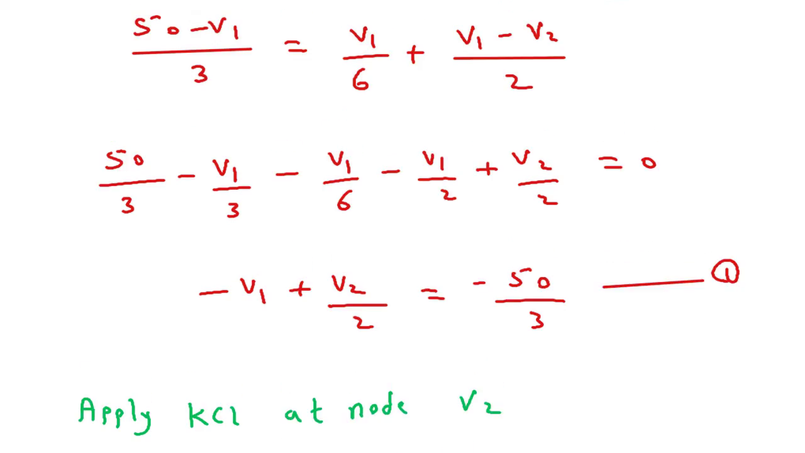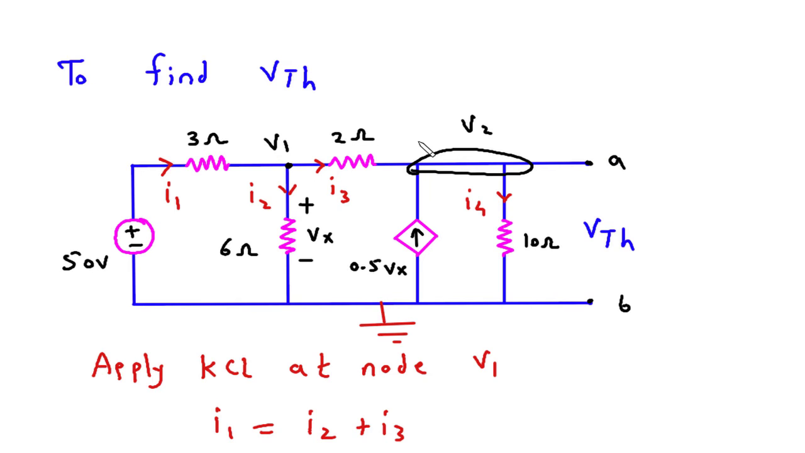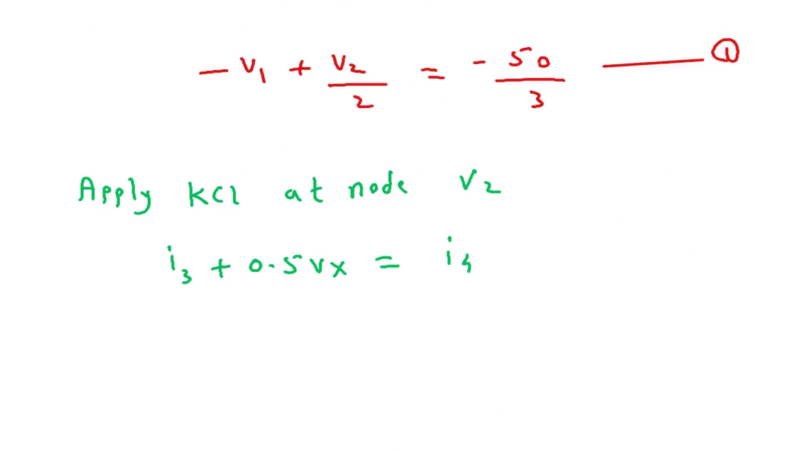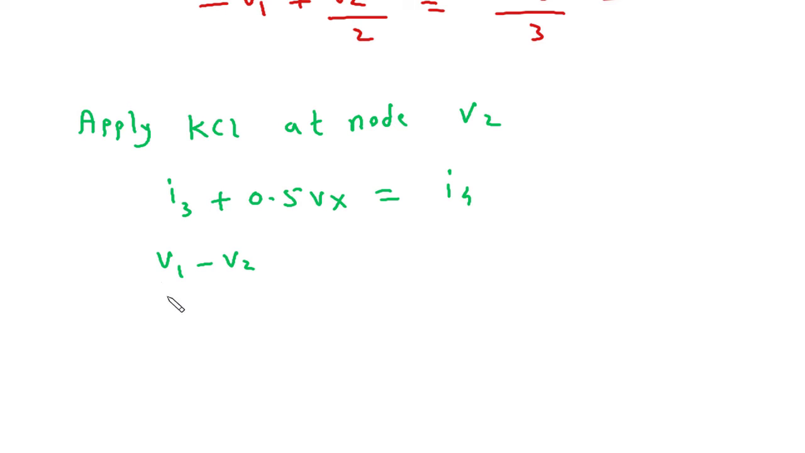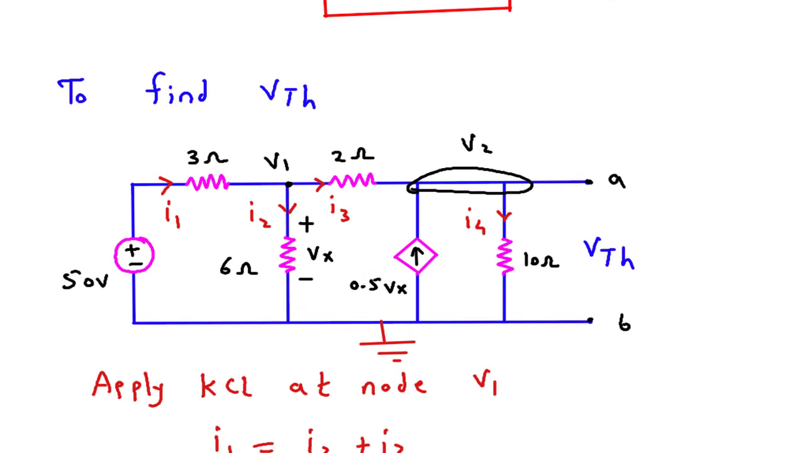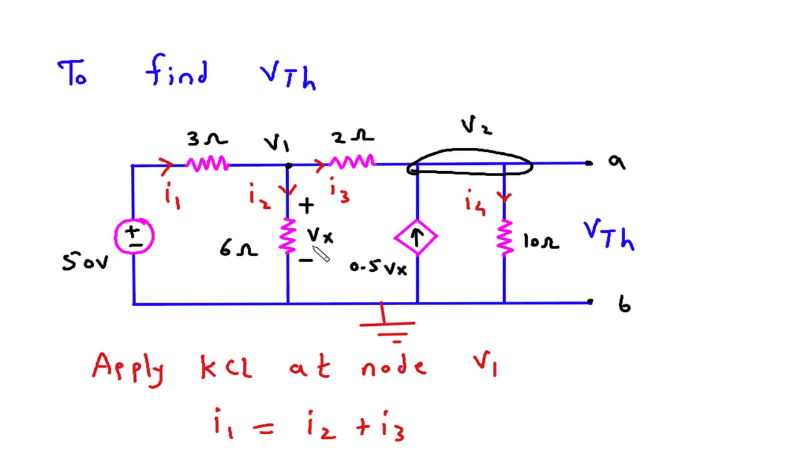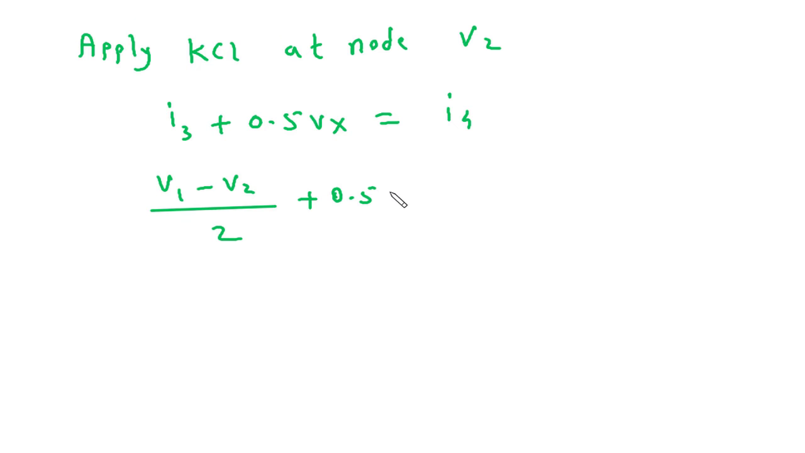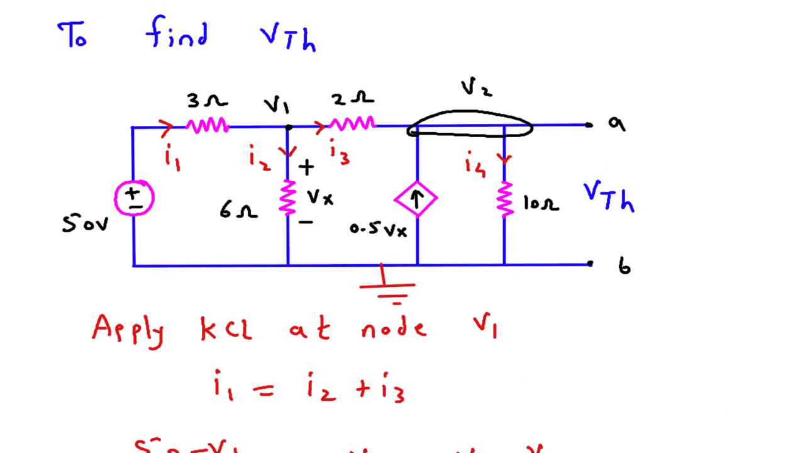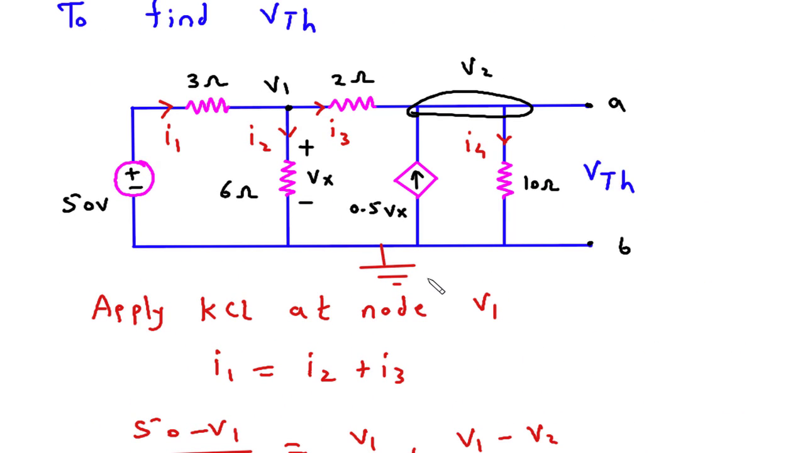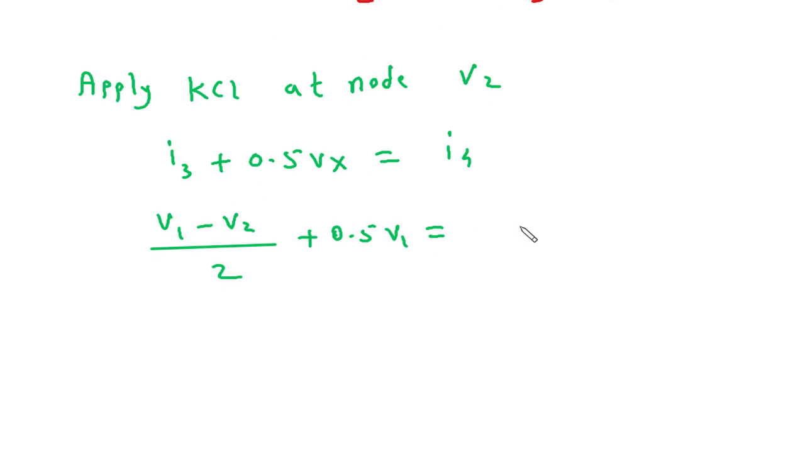Now I3 is equal to V1 minus V2 by 2. V1 minus V2 divided by 2 plus 0.5 into Vx. Now Vx, this is Vx. Vx is equal to directly V1 because it is connected to ground. So Vx is equal to V1, is equal to I4. I4 is V2 minus 0 by 10.